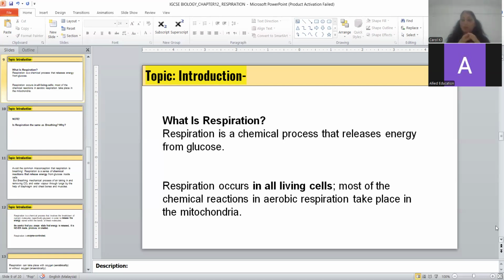The food that you're eating is made of chemical bonds, and inside your body and cells, these bonds are broken apart, and a huge amount of energy is usually released by this chemical process. From what food? Usually glucose. Glucose is a kind of sugar molecule.